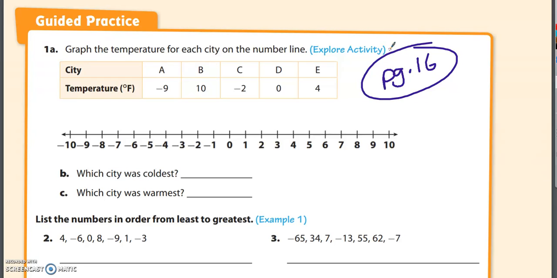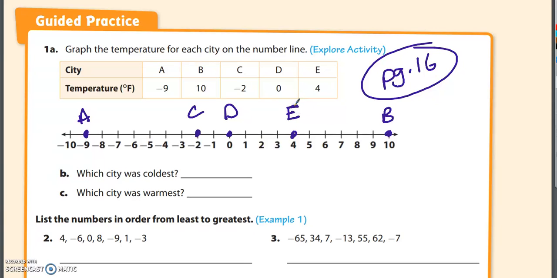1A reads, graph the temperature for each city on the number line, and then there's some follow-up questions. A is going to be at -9, B is at +10, C is at -2, D is at 0, and E is at +4.